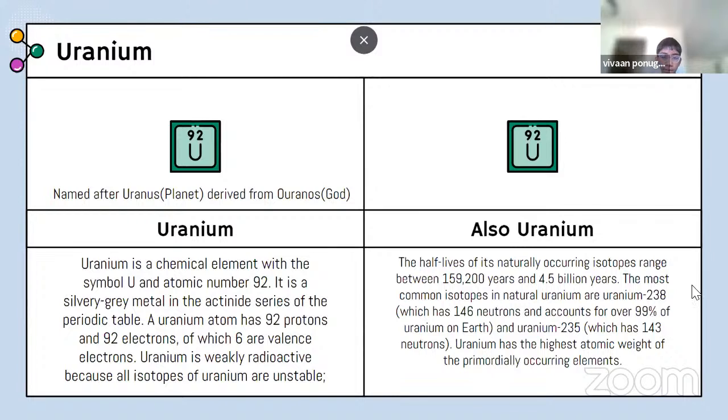The most common isotopes in natural uranium are uranium-238, which has 146 neutrons, and it accounts for over 99% of all uranium on Earth. And uranium-235, which has 143 neutrons. So uranium has the highest atomic weight of all primordially occurring elements, meaning it has the highest atomic weight of all elements that naturally occur. Uranium occurs in the form of uranium ore.